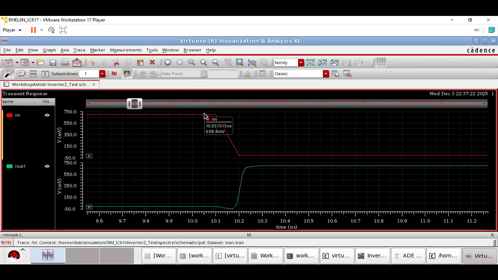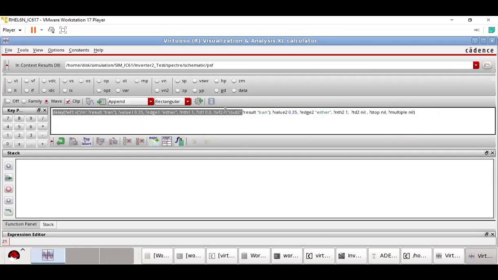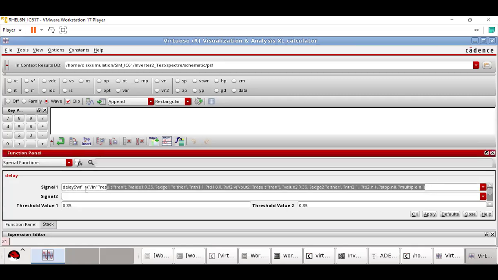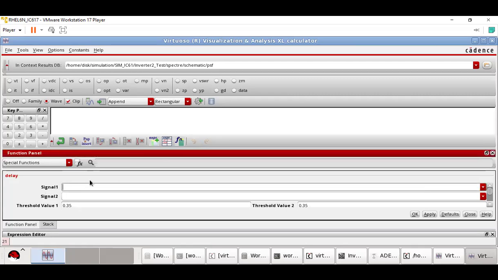When you select either, it means that whatever delay is the highest, the calculator itself gives you the highest delay. But now your examiner or your interviewer specifically wants you to tell the delay of this waveform when your input is coming down and output is going upwards, right? This delay, how you will calculate it? You will go to calculator. Again, you will go to function. And now you will again select the signal 1 and signal 2.